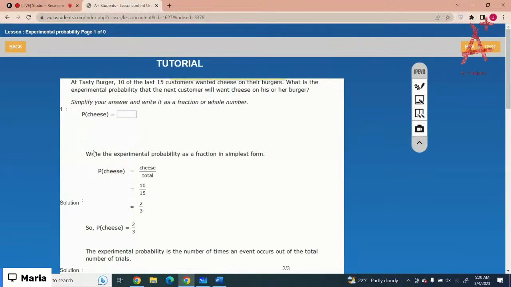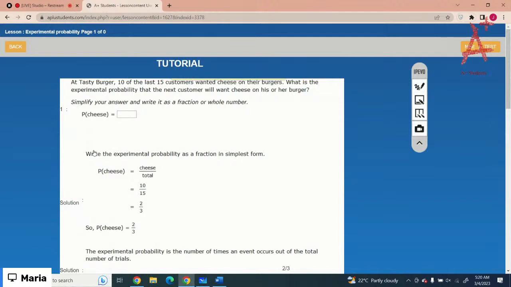A tasty burger. 10 of the last 15 customers wanted cheese on their burgers. What is the experimental probability that the next customer will want cheese on his or her burger? Got it. So first of all, the probability of the cheeseburger is 10 out of the 15. So it would be 10 over 15. So the probability of getting cheese is 2 by 3.